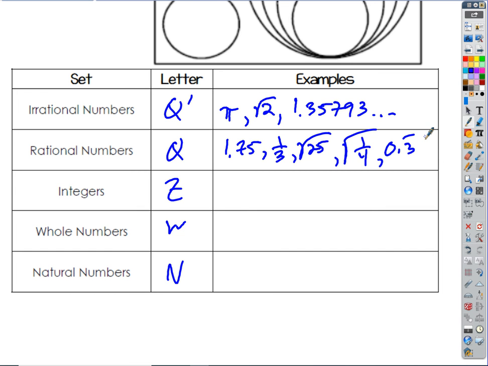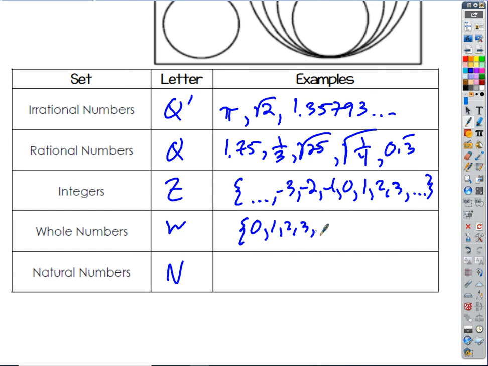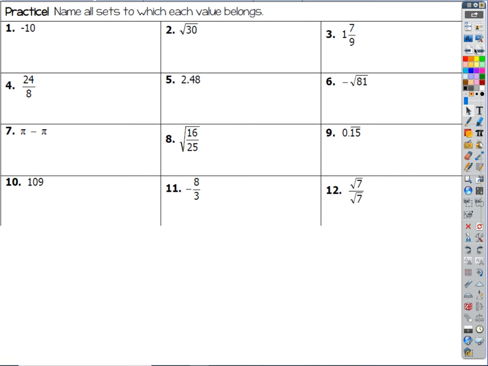Integers, well, I mean, now we're getting down to, really at this point, we'll just write the set down. Whole numbers start at 0. Natural numbers start at 1. Etc. So there's all our stuff, right? Okay, next issue. Okay, real quick.